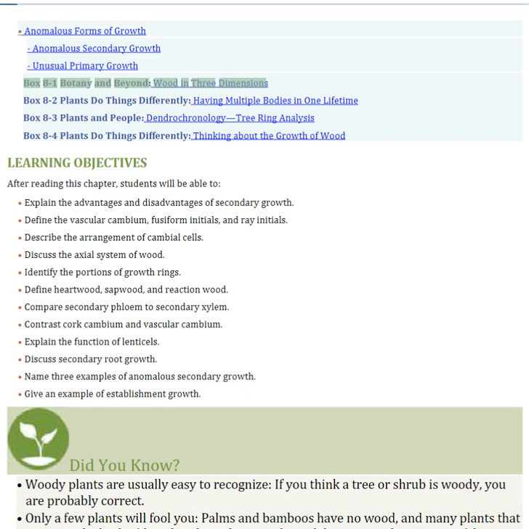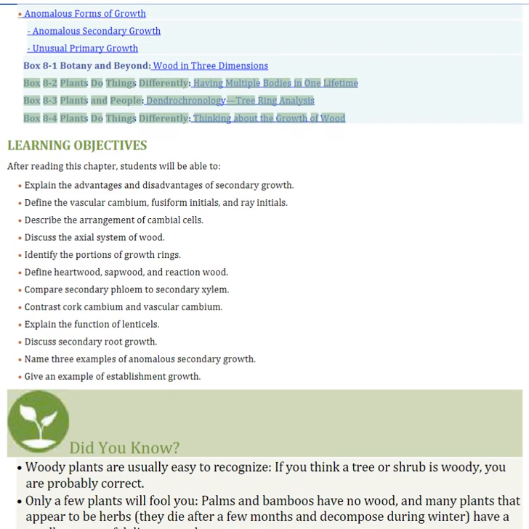Box 8-1 Botany and Beyond: Wood in 3 Dimensions. Box 8-2 Plants Do Things Differently: Having Multiple Bodies in One Lifetime. Box 8-3 Plants and People: Dendrochronology, Tree Ring Analysis. Box 8-4 Plants Do Things Differently: Thinking About the Growth of Wood.